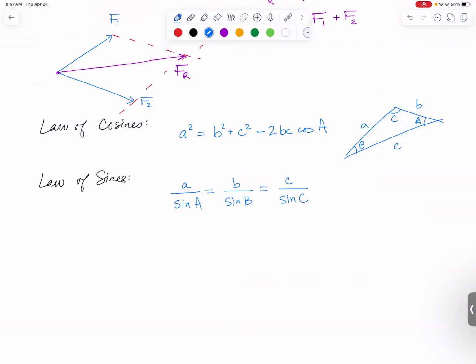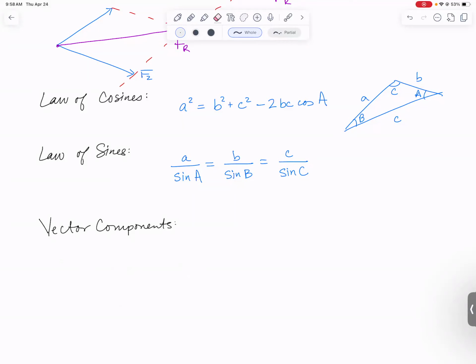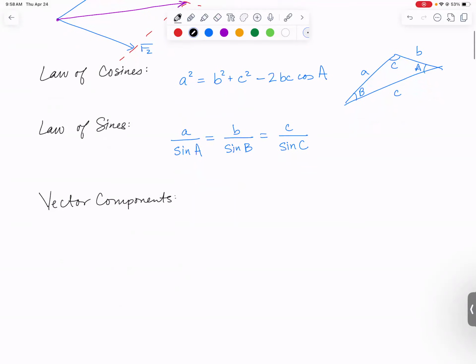For most cases though, rather than doing law of sines and law of cosines, we're going to end up wanting to use what are called vector components. Let's talk for a minute about vector components. That is the other way to solve these problems, which I happen to like a little bit better.